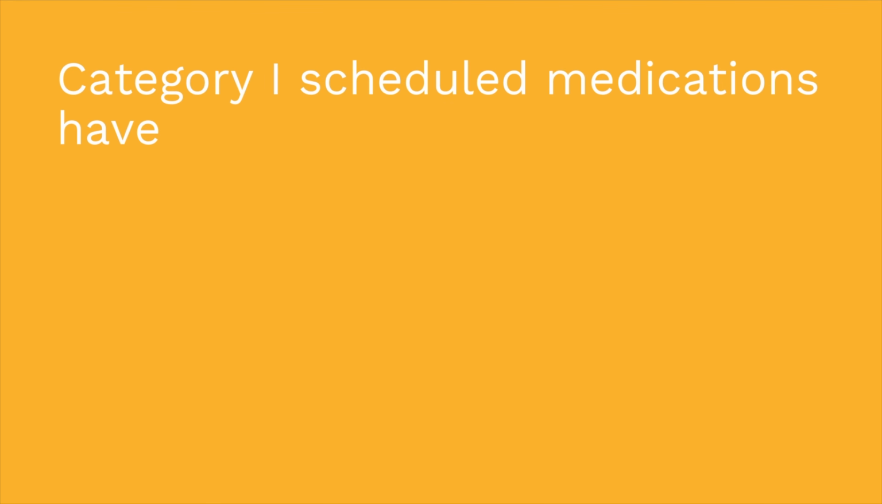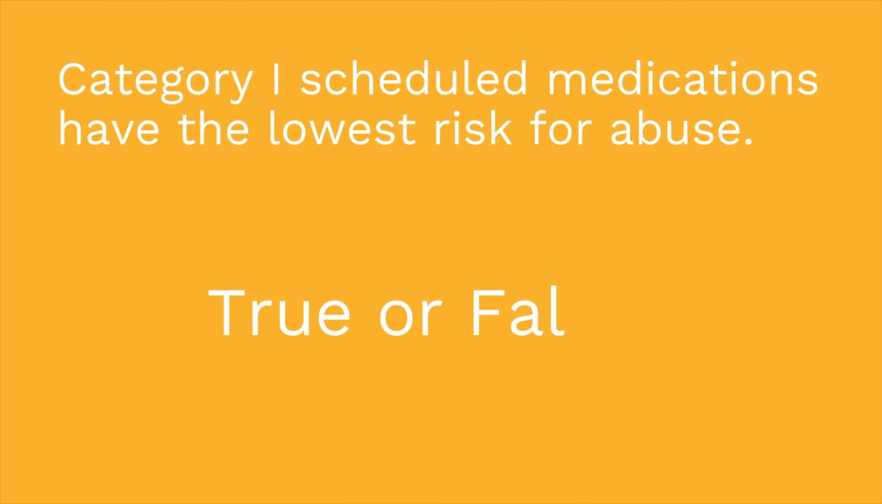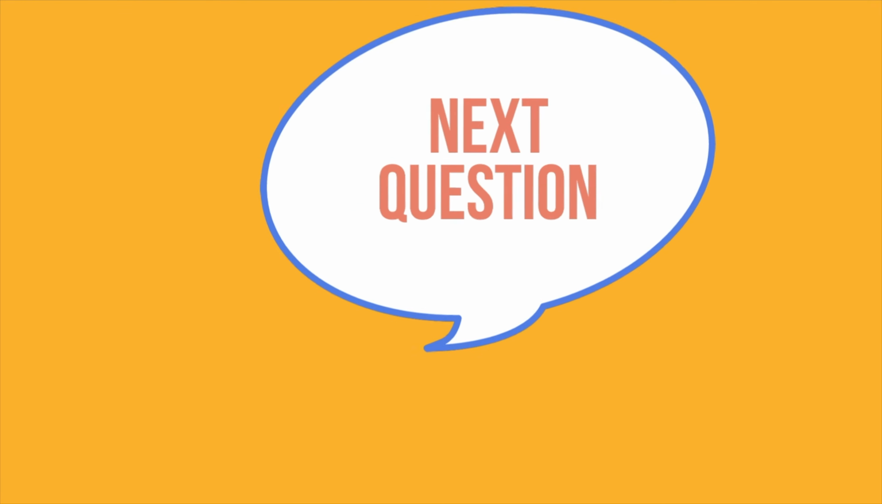All right, time for a quiz. My quizzes are going to be really straightforward. These particular questions I'm going to give you now are true, false. So we're not doing any select all that apply or case studies or anything super involved. Question number 1, category 1 scheduled medications have the lowest risk for abuse. True or false? The answer is false. Category 1 scheduled medications have the highest risk for abuse, and category 5 has a lower risk for abuse.